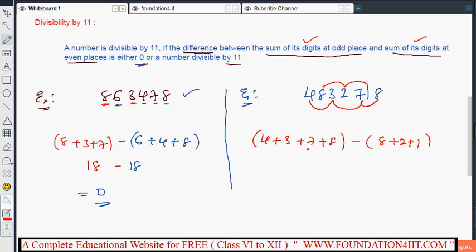So now if you add 7, 14, and 14 plus 8, so 22. And this is 10, 11. So 22 minus 11 is 11. So 11 is divisible by 11. So that 48 lakhs 32,718 also is divisible by 11. Now this is the way we need to test for the rule of 11.